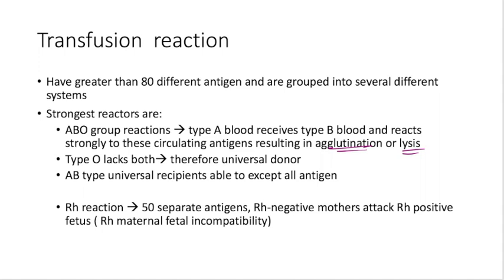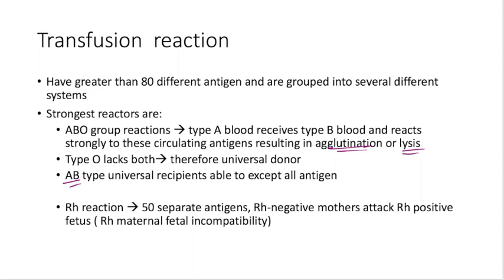Type O lacks both, therefore the universal donor, and is going to not have a reaction. AB type universal recipients are also able to accept all antigens, and we will not have a reaction since there's mixing of AB blood. These harmful transactions can only be prevented by complete and careful ABO matching between donor and recipient. The Rh reaction, so this is a group of antigens expressed only on the red blood cells.